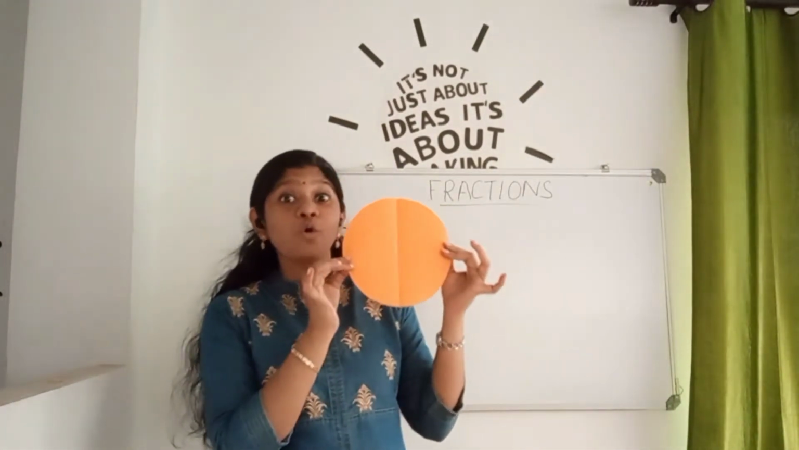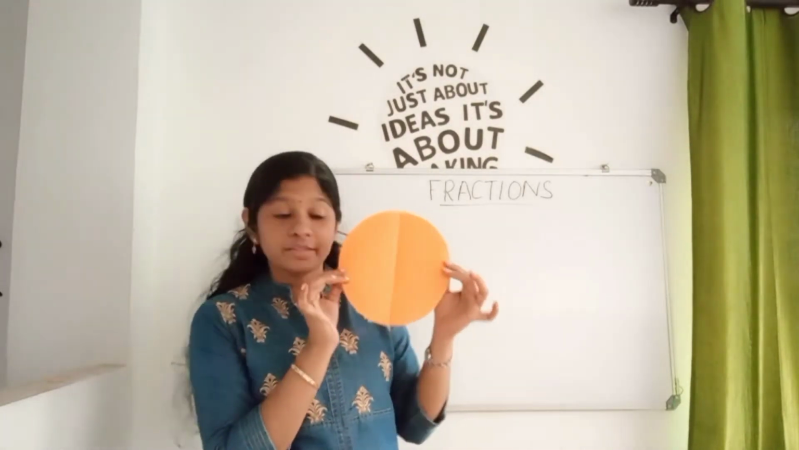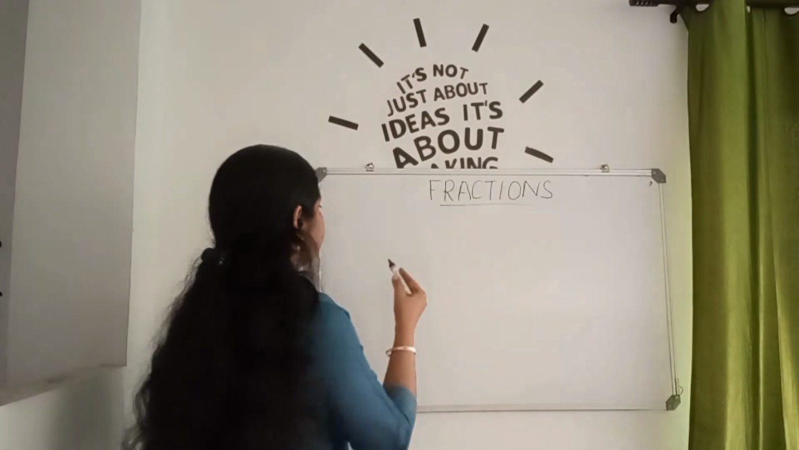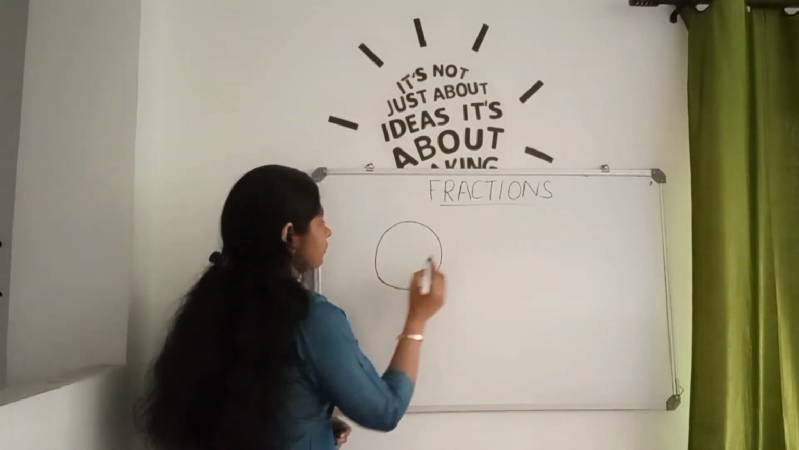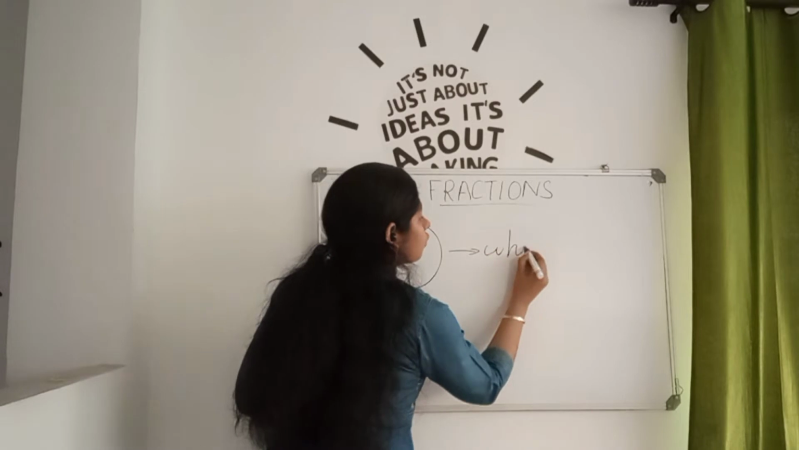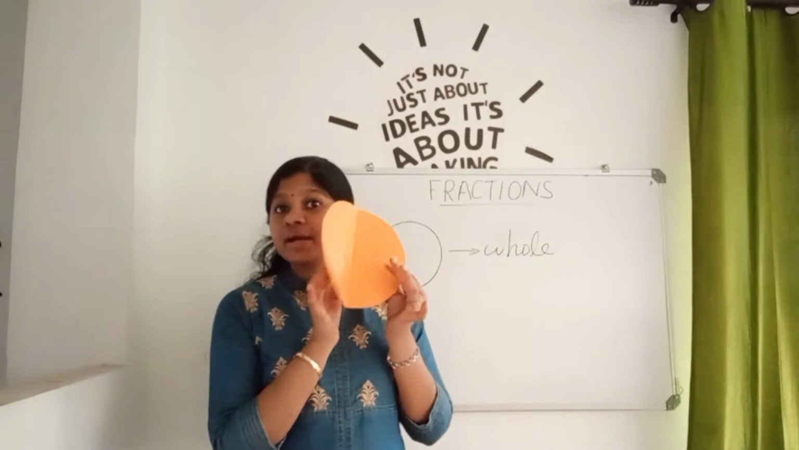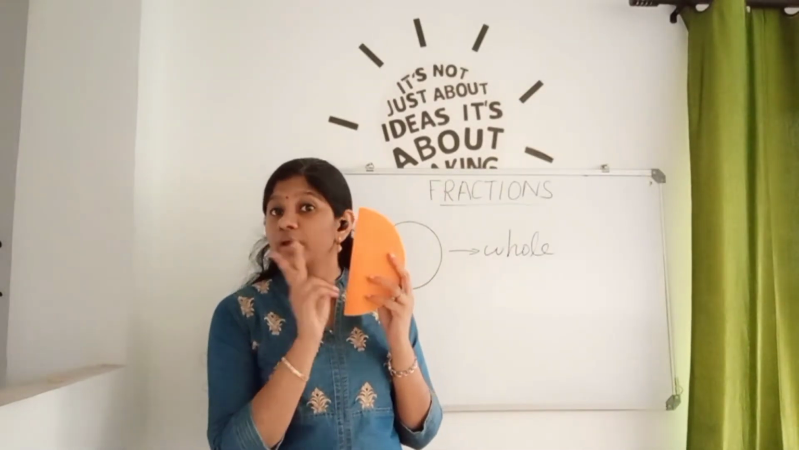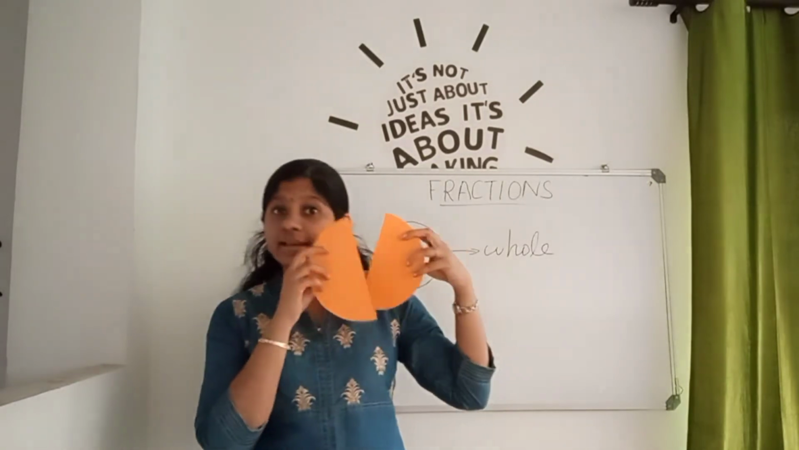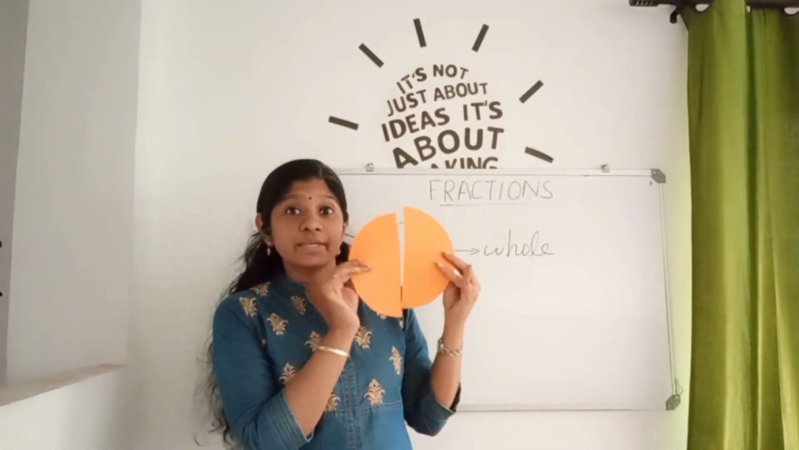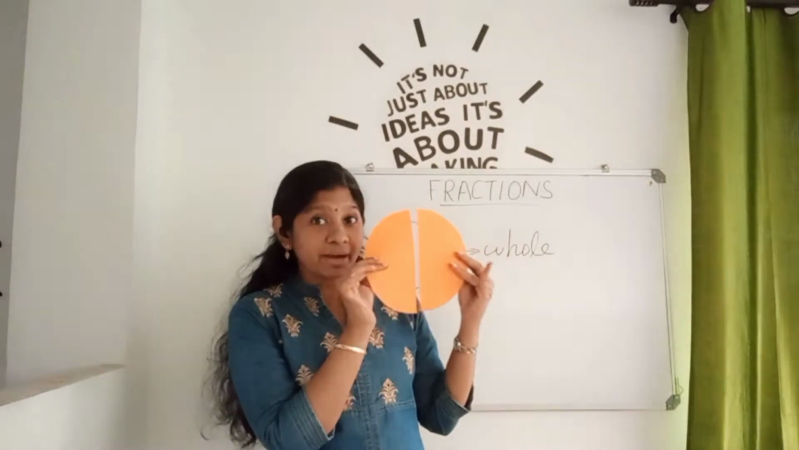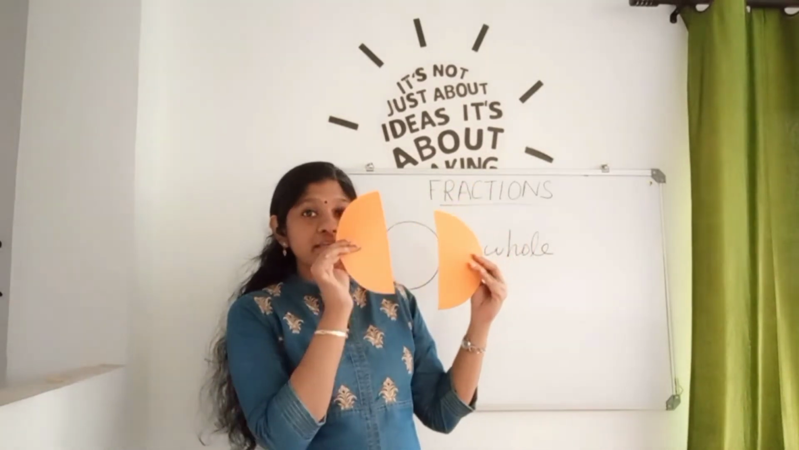Let's see. See the circle? One big round chapati-like circle, right? This is a whole circle. Now, I am going to cut this circle into two equal parts. See, like this. How many parts are there when I cut it into halves? Two parts are there. One this and one this.